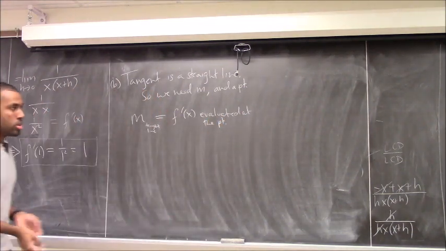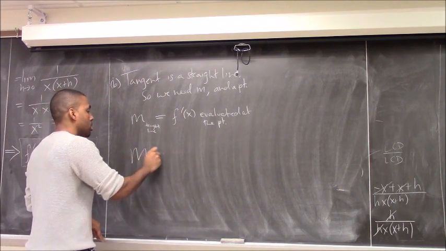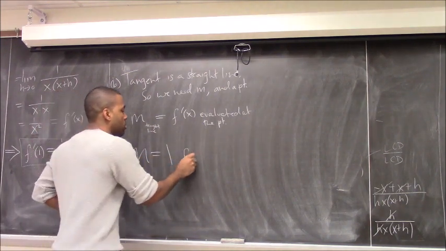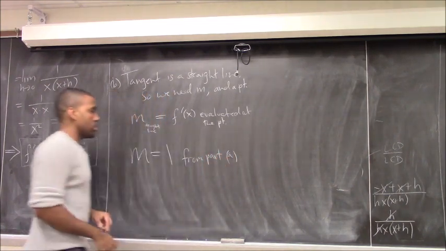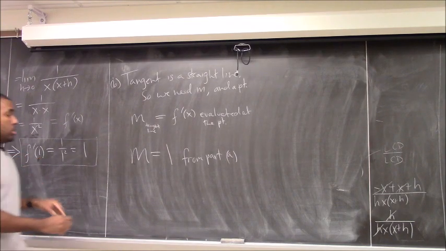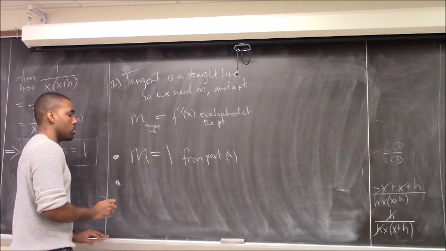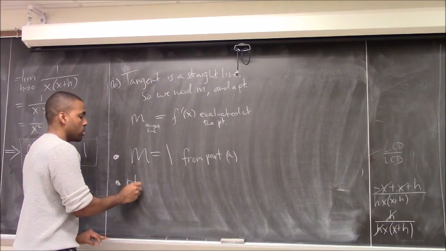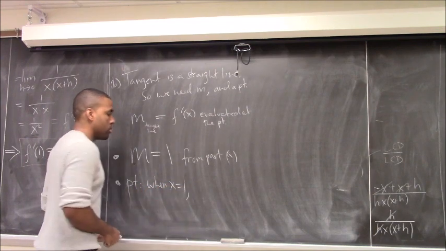Right? That's how you get the slope of a tangent line. So in this case here, my n is going to be 1 from part A, because the slope of my tangent line is the derivative at the point, which I found in the last part. So that's the first thing that we need to know. The second thing that we need to know is the point. Now for the point, I know my x value is 1. So I need to find my y value.